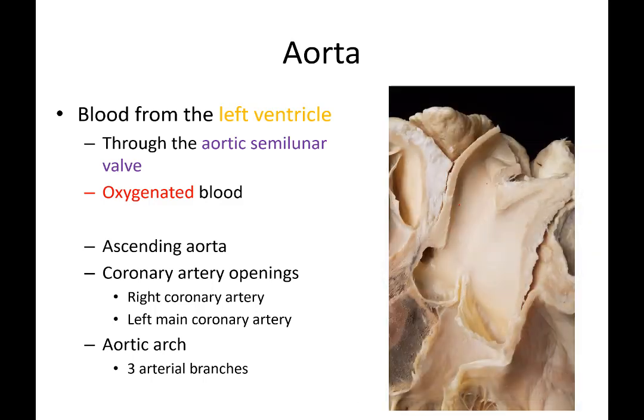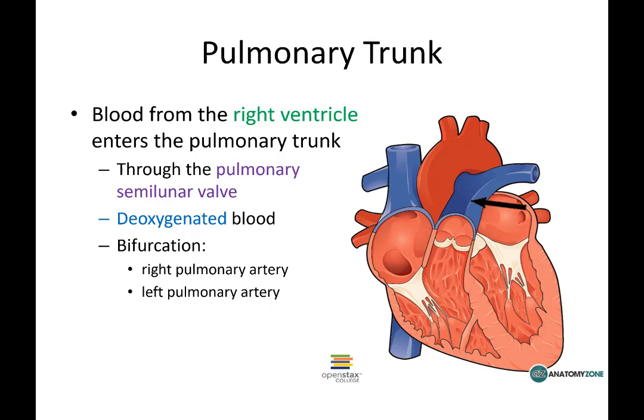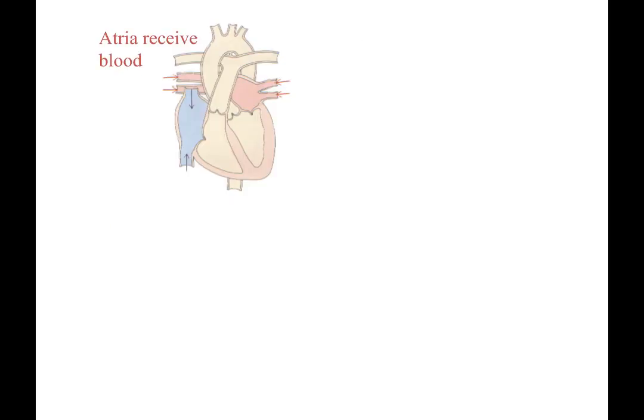Here's a closer view of the aorta. This here is the opening to the right coronary artery. The pulmonary trunk, blood from the right ventricle is going to push up into the pulmonary trunk. It's also known as the pulmonary artery. It goes through the pulmonary semilunar valve, and this is deoxygenated blood.